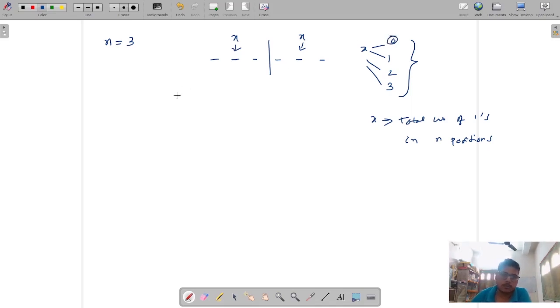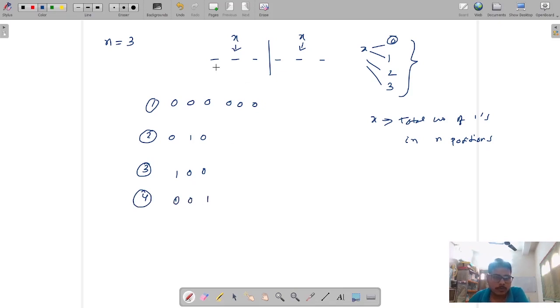For 0 number of ones, only one case is possible, 000000. Okay, next one, when there is one 1, there are 3 cases: 010, 100, and 001. So when the first three are like this, 010, the other three can be 010, 100, 001, right?